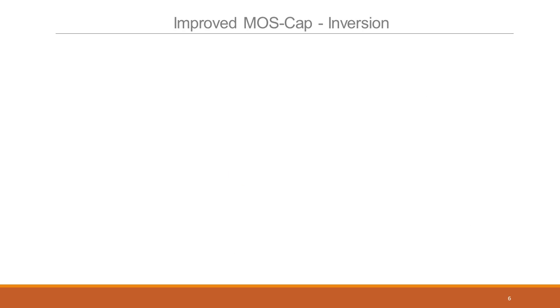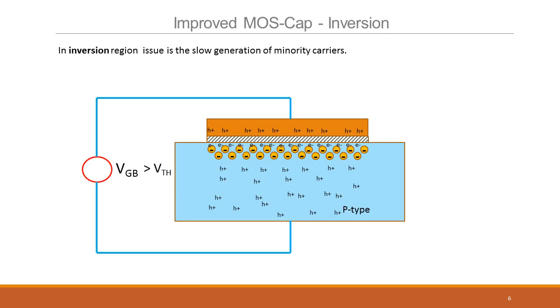Now we saw that the capacitor is actually not a very good cap for high frequencies in the inversion region. In the accumulation region, it's still good because there are anyway excess holes. Only in the inversion region, it is not very good. So let's take a look at how to improve it. In the inversion region, what was the problem? The problem was the slow generation of minority carriers in the bulk. So the bulk is not able to supply minority carriers for the inversion region. So how can we solve that problem?